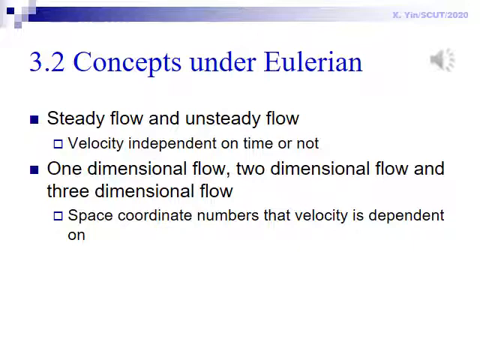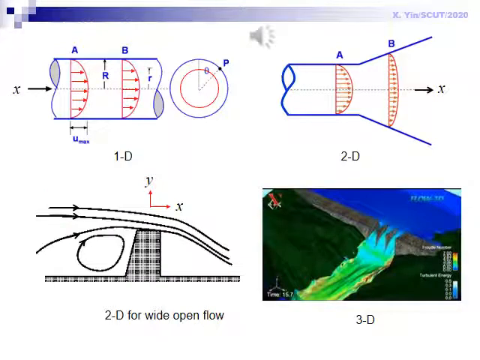The second is to sort by space. Dimensions of a flow depend on the number of spatial coordinates in the velocity function. For example, velocities of a one-dimensional flow just depend on one spatial variable, such as x or flow distance. In this slide, I give some examples to you. Now all flows are steady flow. We just discuss the dimensions of the flow.